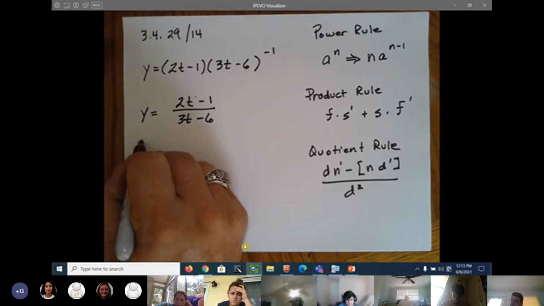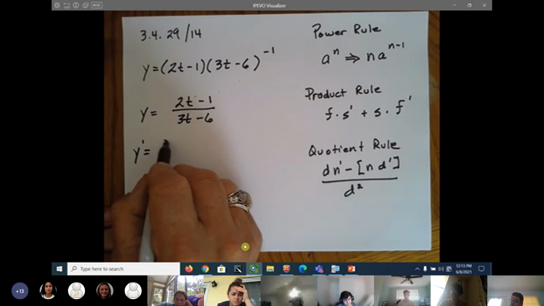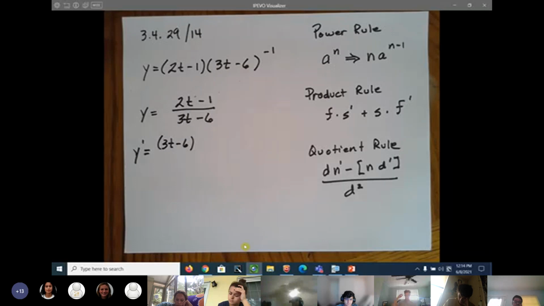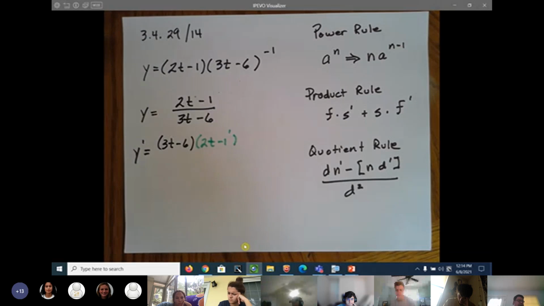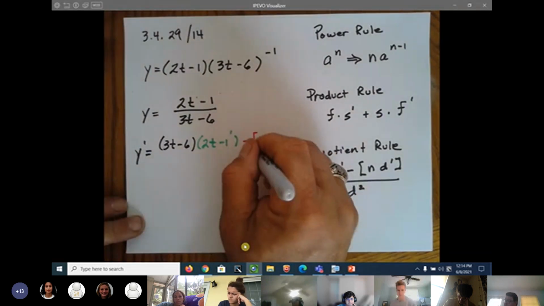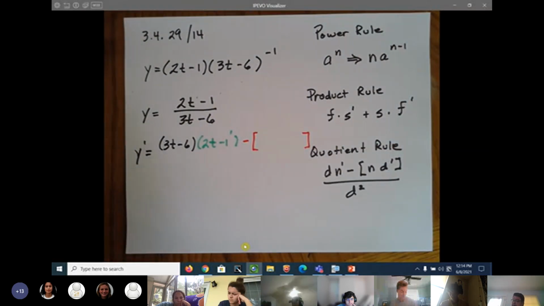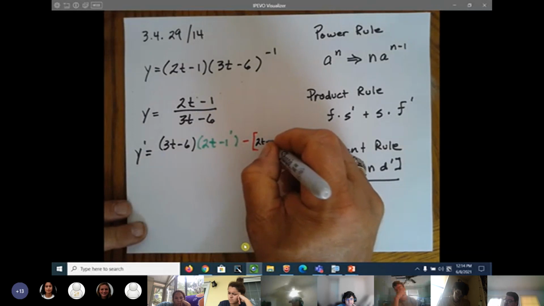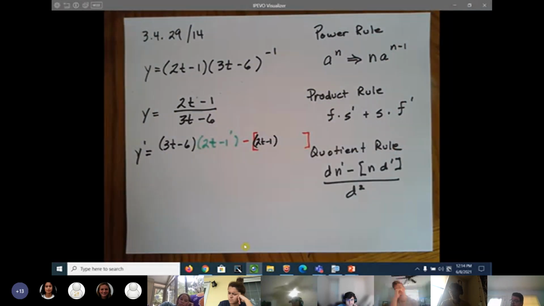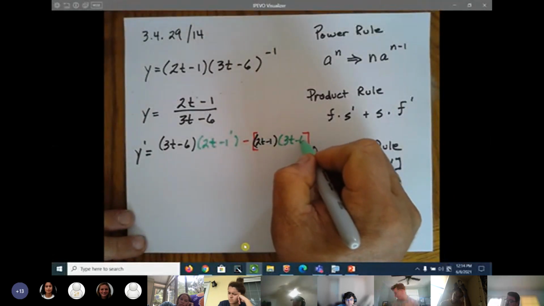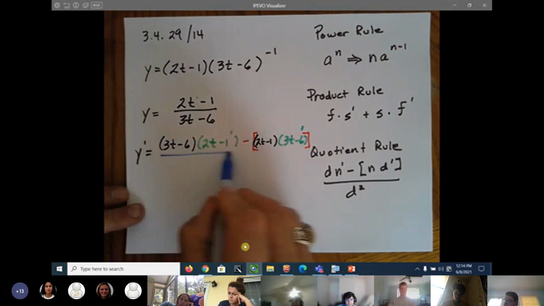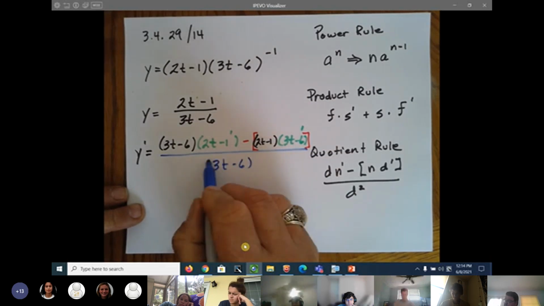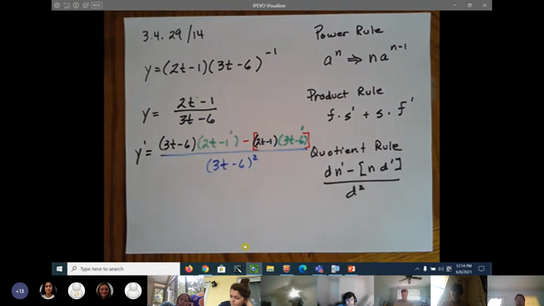Y prime, we're going to use the quotient rule. Denominator times numerator prime, minus the numerator times the denominator prime, over the denominator squared. There's the setup.